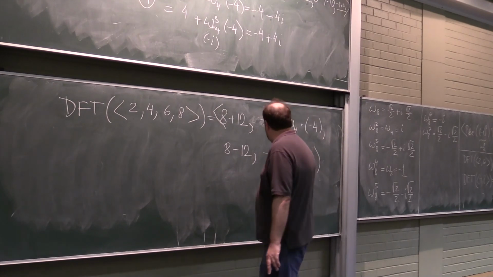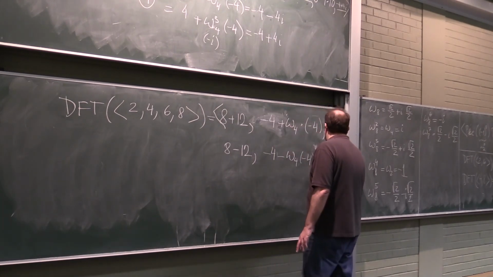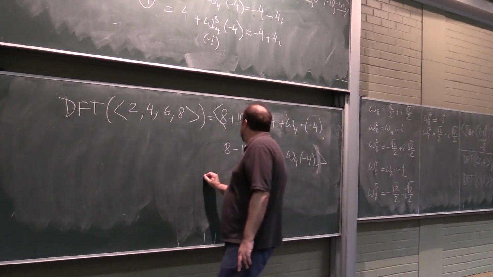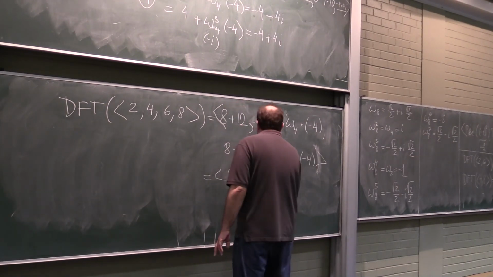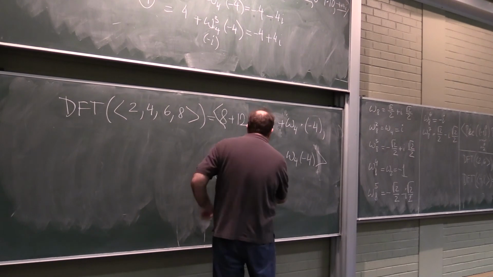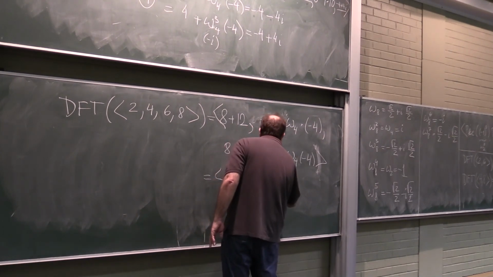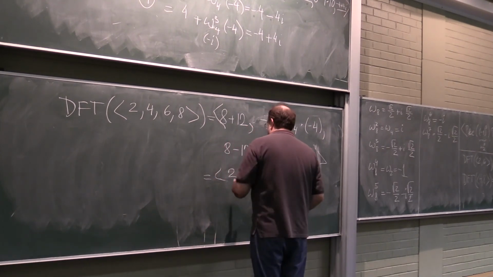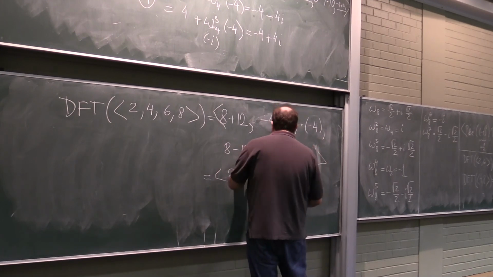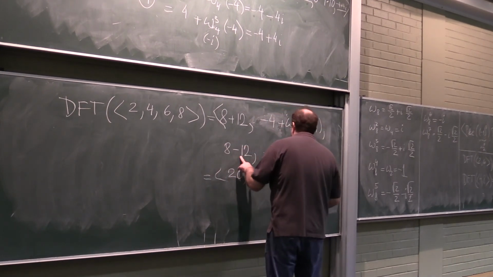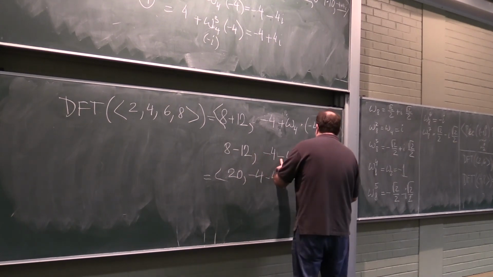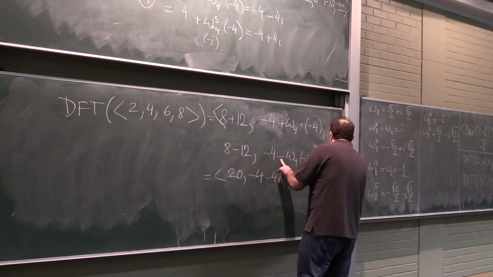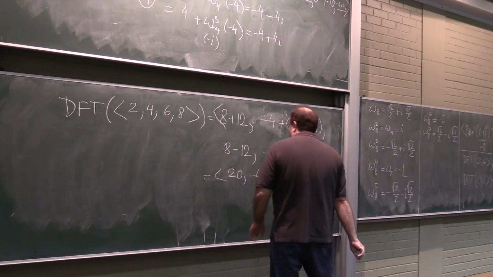And what is this sequence? When you simplify it, this becomes 20, then minus 4i, and then you have minus 4, and here you have minus 4 plus 4i. Right?